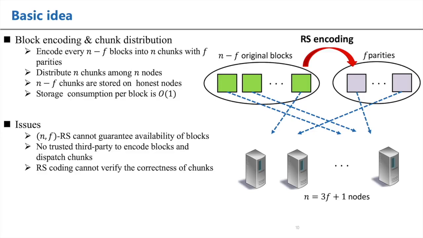However, in the PBFT setting, it is impossible to ensure n-f honest nodes have received the correct chunks, because the agreement of a block is reached for a node when it receives n-f commit votes from others. It only promises that at least n-2f honest nodes will commit the block due to the existence of f malicious nodes. In addition, there is no trusted third party to encode blocks and dispatch chunks. Besides, erasure coding cannot verify the correctness of chunks, thus we need to design a mechanism to verify chunks.